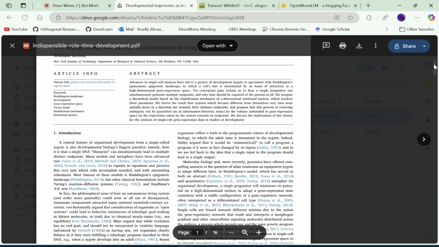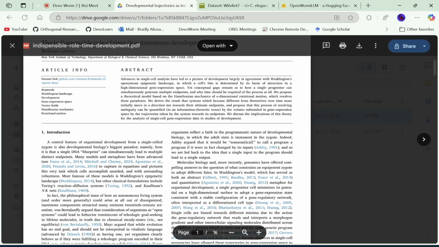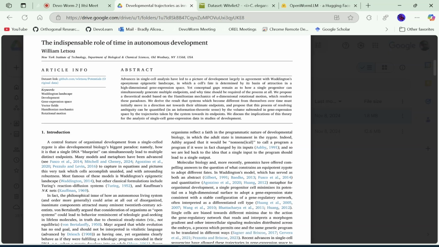We had a conversation back and forth about what we were talking about here, and nailing down all the theoretical points. But I think it's a very good paper, especially for some of these issues with respect to quantifying development. So let's see if I can read the abstract. It's a little hard to read, but the abstract reads: advances in single cell analysis have led to a picture of development largely in agreement with Waddington's epigenetic landscape, in which a cell fate is determined by its basin of attraction in a high-dimensional gene expression space.